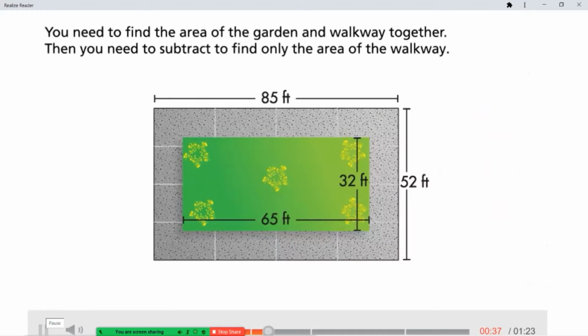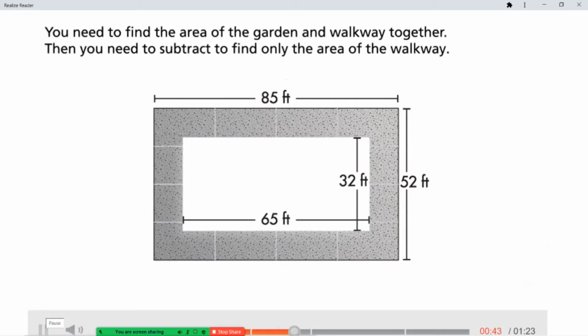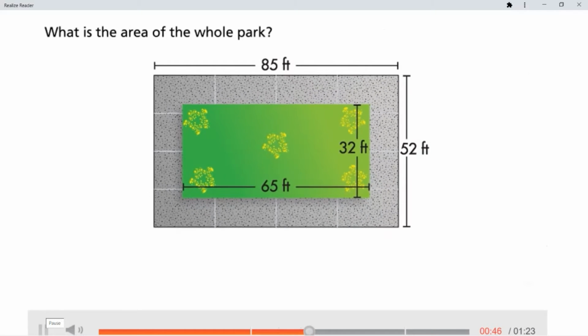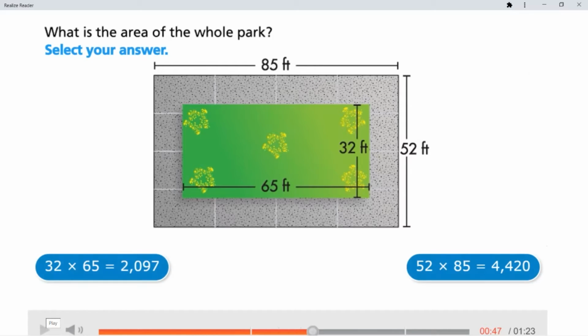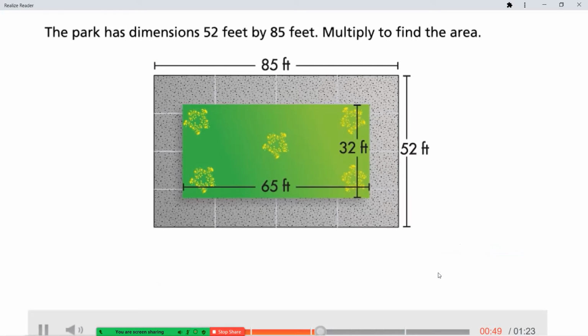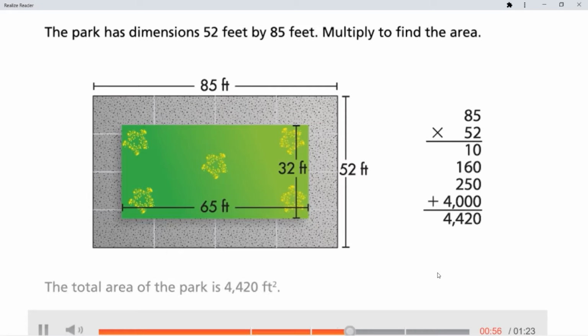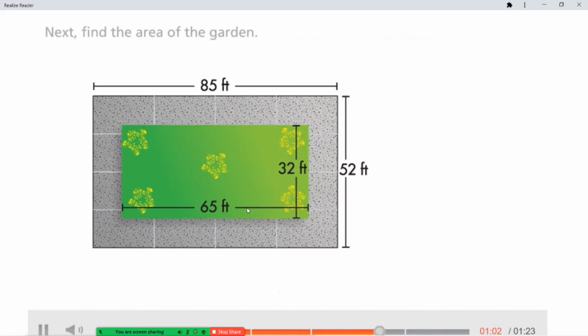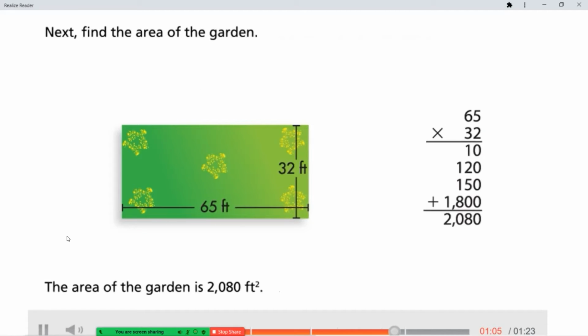You need to find the area of the garden and walkway together. Then, you need to subtract to find only the area of the walkway. What is the area of the whole park? Select your answer. The park has dimensions 52 feet by 85 feet. Multiply to find the area. The total area of the park is 4,420 square feet. Next, find the area of the garden. The area of the garden is 2,080 square feet.